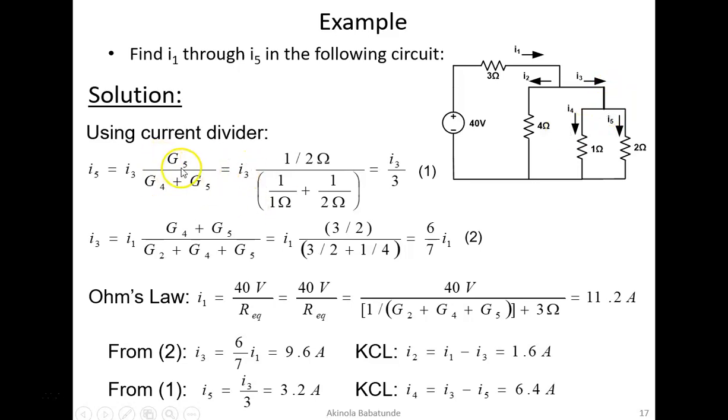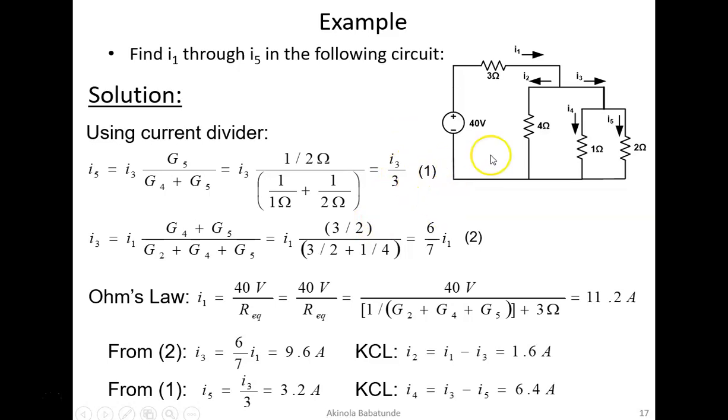That becomes G5 is going to be 1 over 2, because we know G is 1 over R, so that becomes 1 over 2. And then the equivalent conductance G4 will be equal to 1 over 1 plus G5, which is going to be 1 over 2. If you find the equivalent of these and carry out the simple arithmetic operation here, you would obtain I5 equals I3 over 3. You keep that as equation 1.